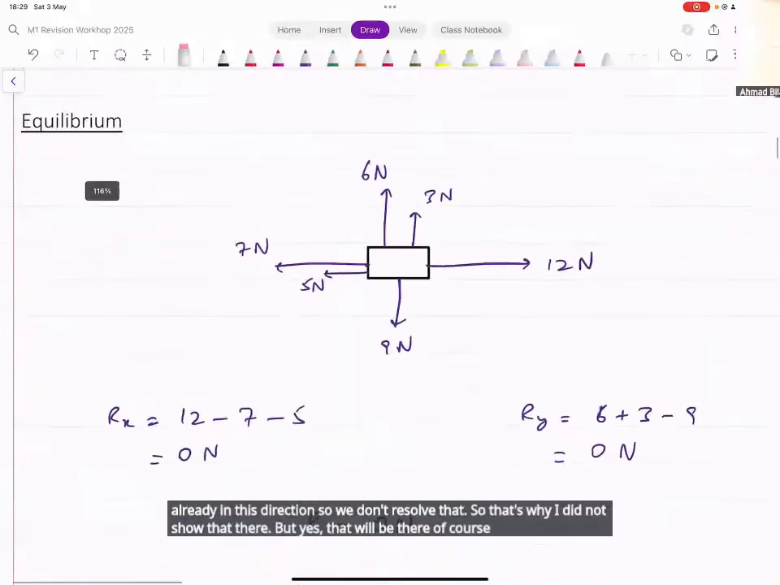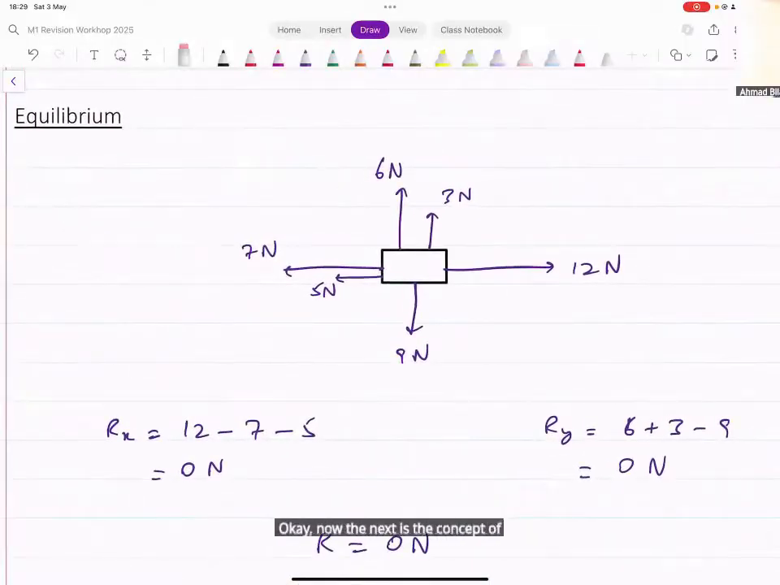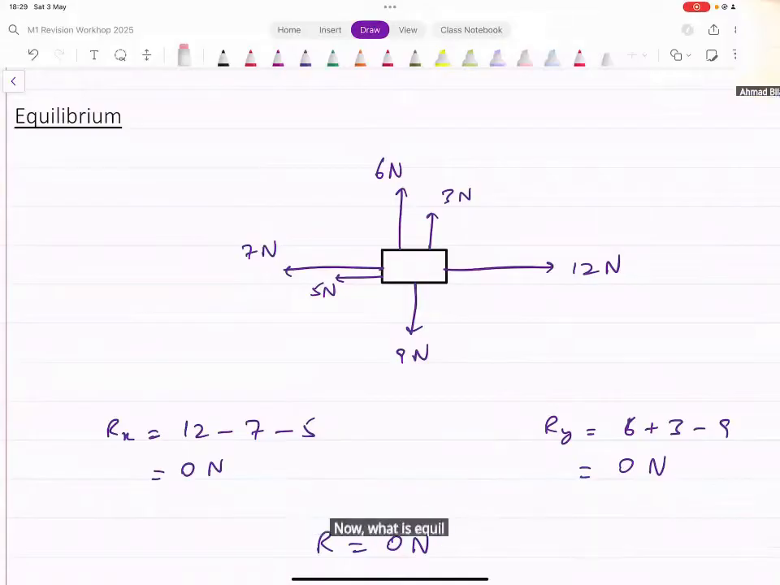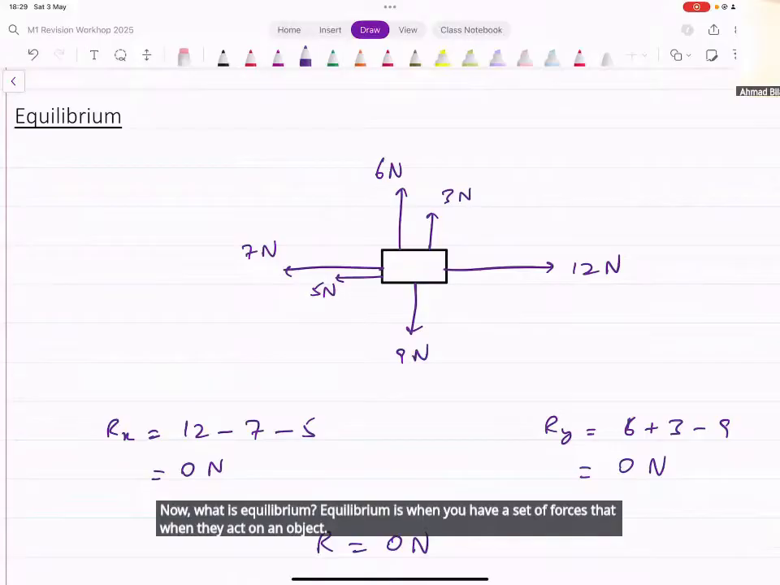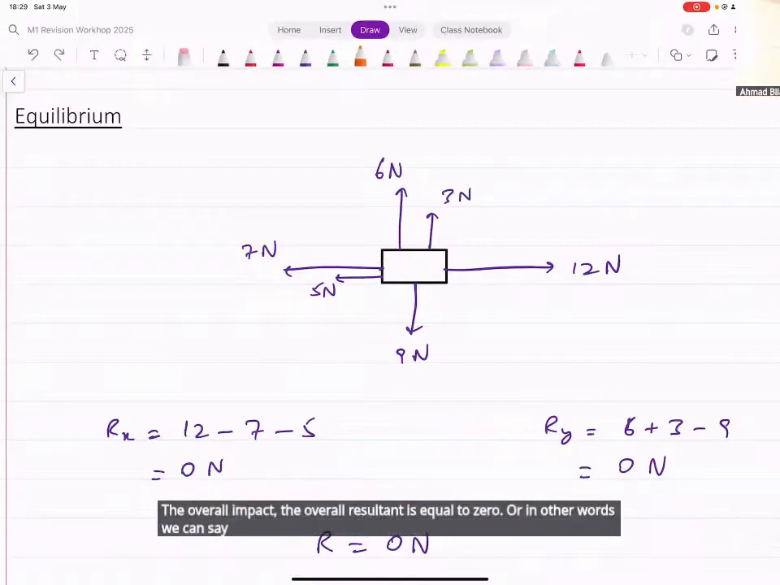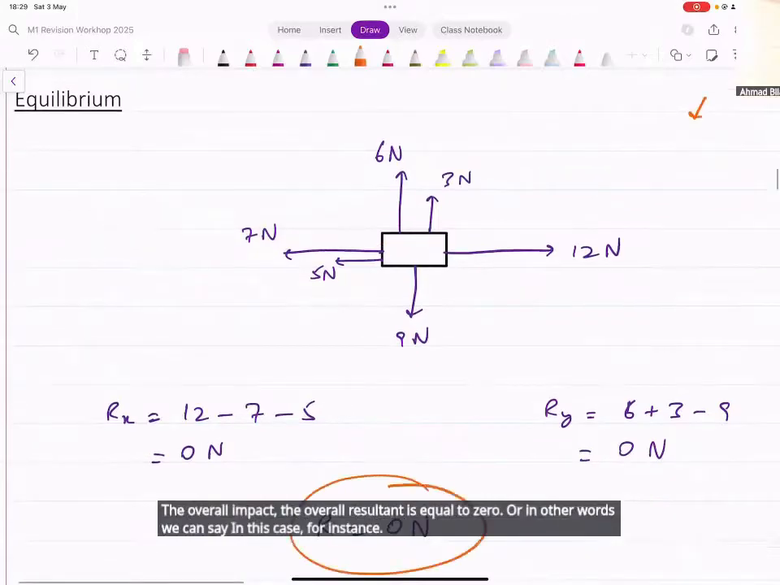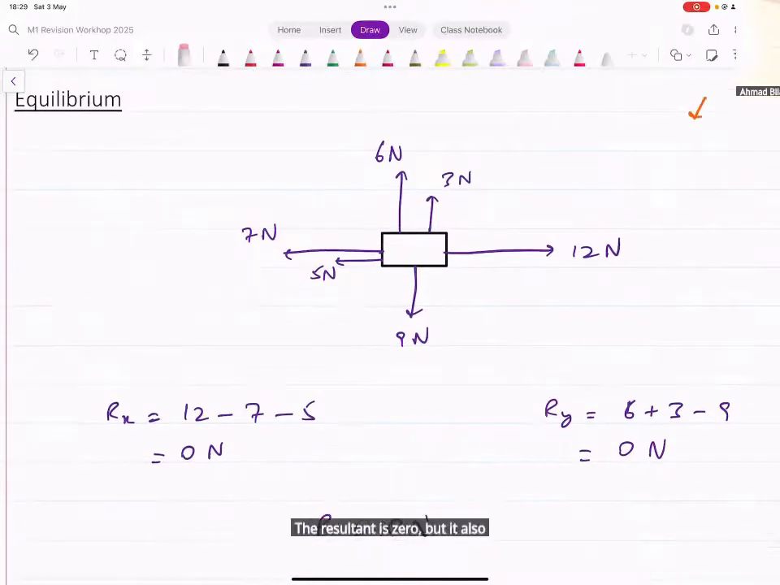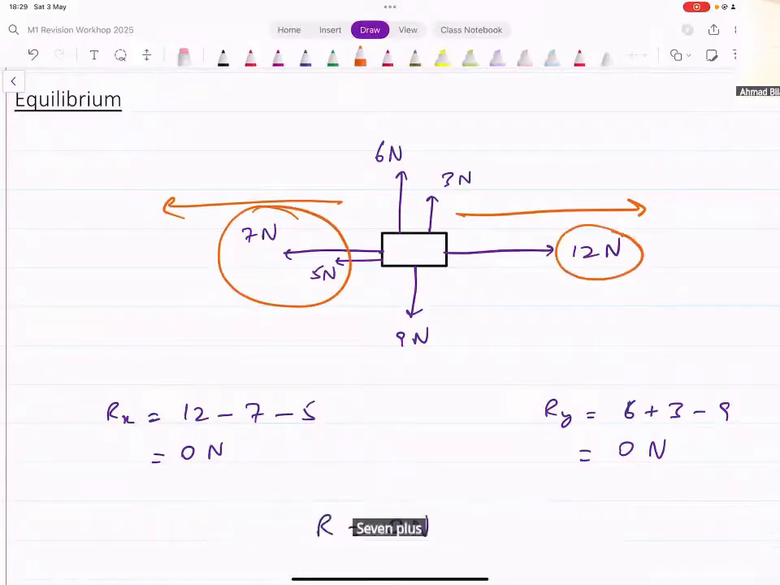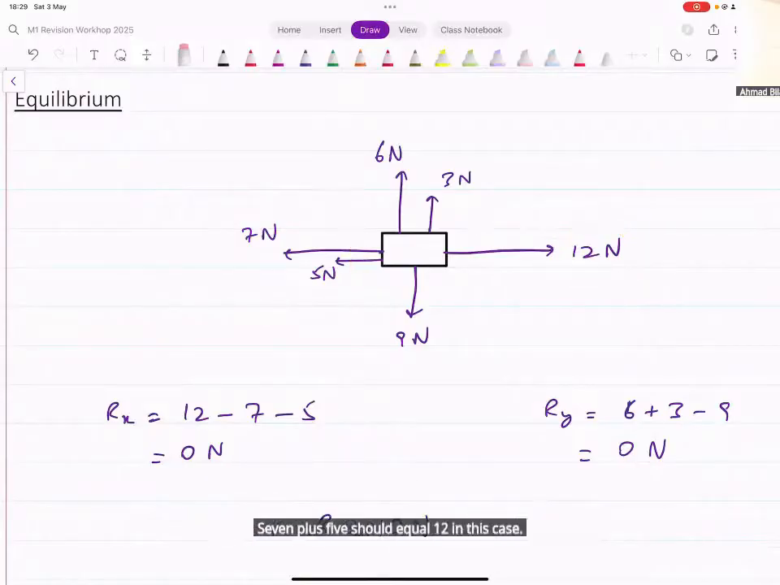Okay, now the next is the concept of equilibrium. So we talked about how to find the resultant of a set of forces. Now, what is equilibrium? Equilibrium is when you have a set of forces that when they act on an object, the overall impact, the overall resultant is equal to 0. Or in other words, we can say, in this case, for instance, the resultant is 0, but it also follows from that, if the resultant is 0, the forces acting towards the right side, they should equal forces acting towards left. 7 plus 5 should equal 12 in this case. It does equal 12. That's why it's in equilibrium.